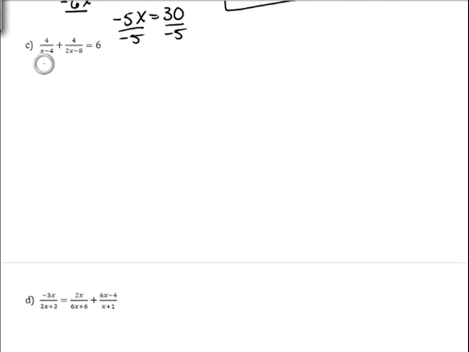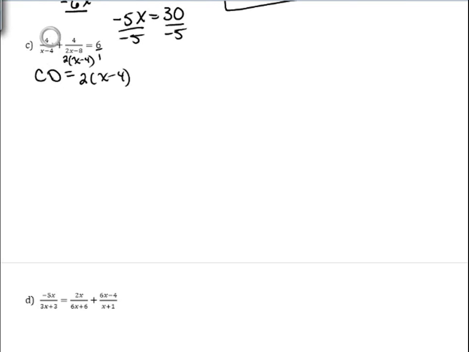Example C is 4 over x minus 4 plus 4 over 2x minus 8 equals 6. This time, for our common denominator, we need to factor a 2 out of the 2x minus 8. That will leave us with 2 times the quantity x minus 4. And the 6, remember, we can write over 1. And so our common denominator is going to be 2 times x minus 4.